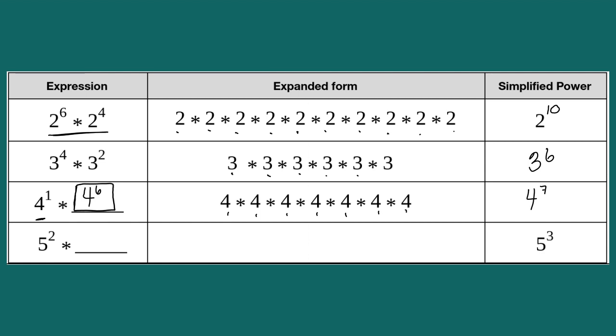And in our final example, we know we're going to end up with the simplified power of 5 to the 3rd. So if we already have 5 to the 2nd, which is 5 times 5, then we must have had 5 to the 1st power here.